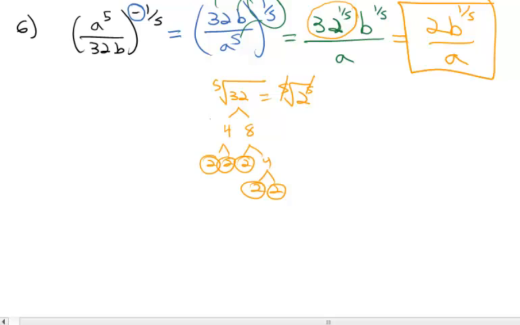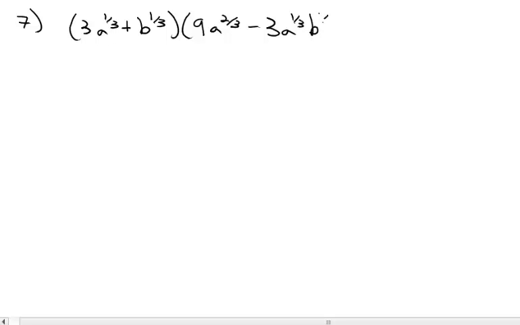Let's do one more interesting exponent problem. Let's do 3a to the 1/3 plus b to the 1/3 times 9a to the 2/3 minus 3a to the 1/3 b to the 1/3 plus b to the 2/3. Because of all the adding and subtracting in this problem, we're not able to use our normal exponent rules. We can't just add exponents on a and b. We can't do any of those tricks.